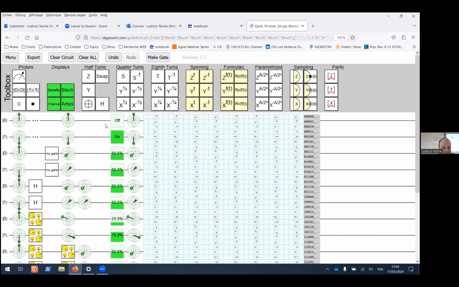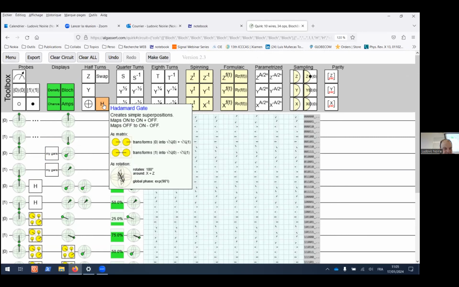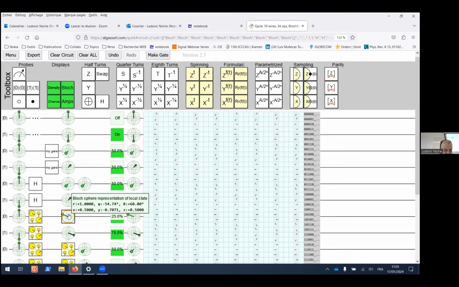In fact, this gate already exists, it is predefined. It is what we call the Hadamard gate, and you see that the Hadamard gate is 1, 1, 1, -1 with the right normalization, with the division by square root of 2. And you can also see that it corresponds to a rotation. The Hadamard gate represents the rotation around the x plus z axis with an angle of rotation of 180 degrees.